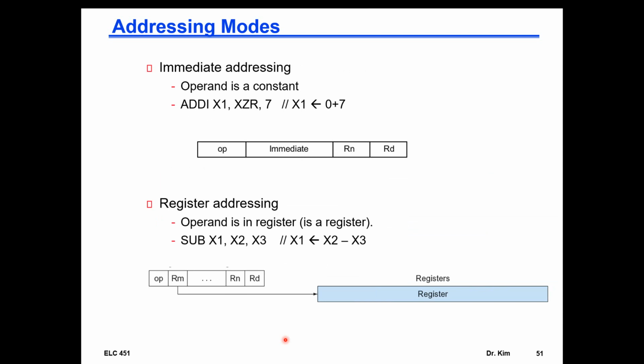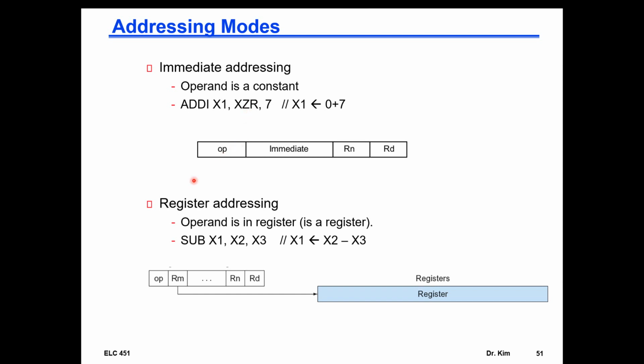So let's go through those and give you some examples of some actual instructions. So this is the immediate addressing. Here we have add immediate of this source register with 7. That's the immediate value. And we're going to put the result in register X1. That's an easy way to essentially load a register with a value: add it with the register 0.